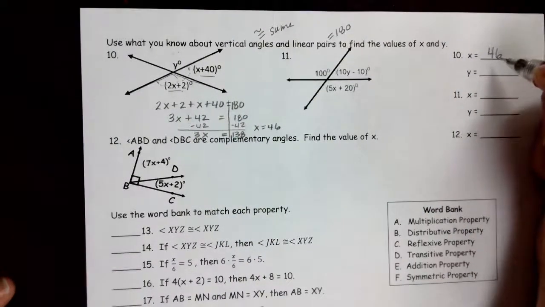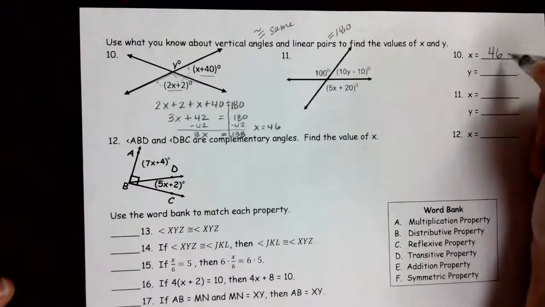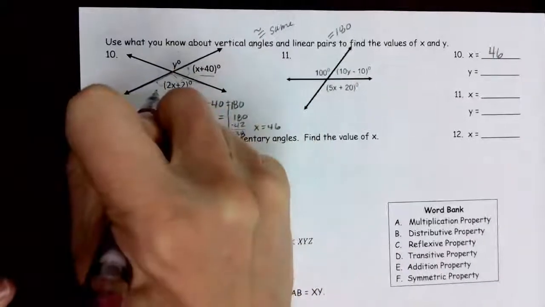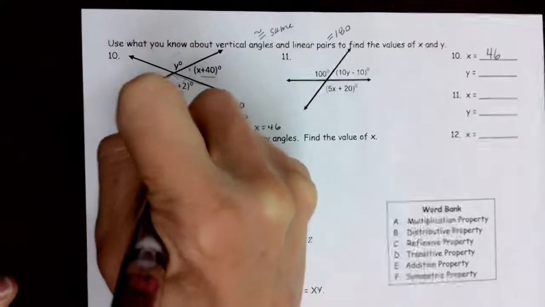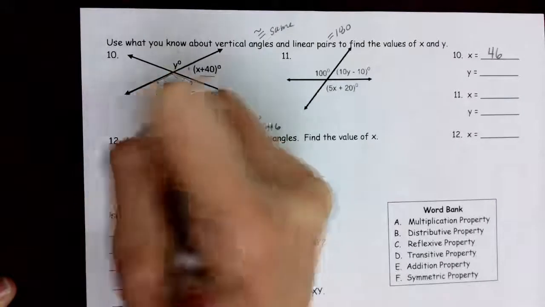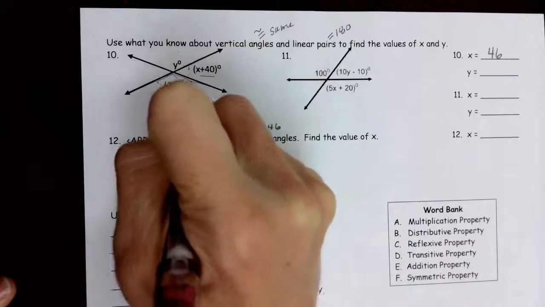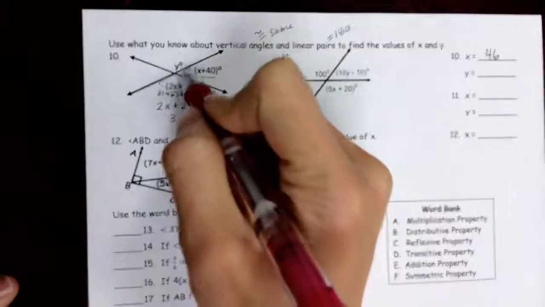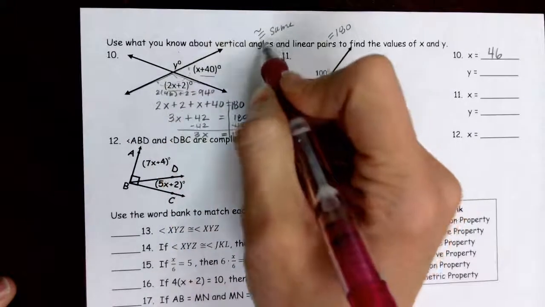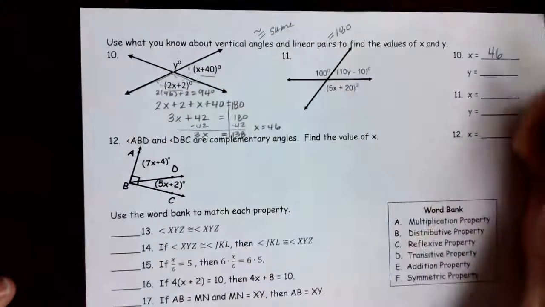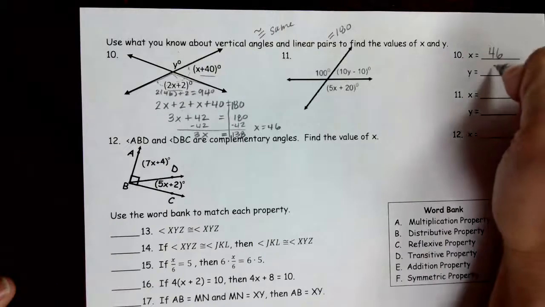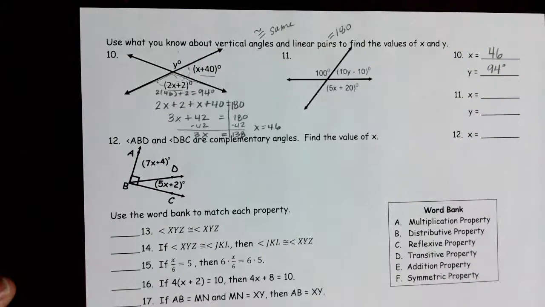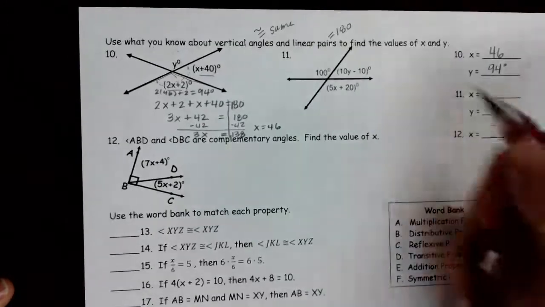Now, to find y, what I would need to do is substitute this value in. I have 2x plus 2, so this is going to become 2 times 46 plus 2. 2 times 46 gives me 92. 92 plus 2 is 94. And what do we know about vertical angles? Well, vertical angles are congruent, or they are the same. So for angle y, I could just fill in 94 degrees. Now, there are other ways to solve this, but this is one way to work through it.